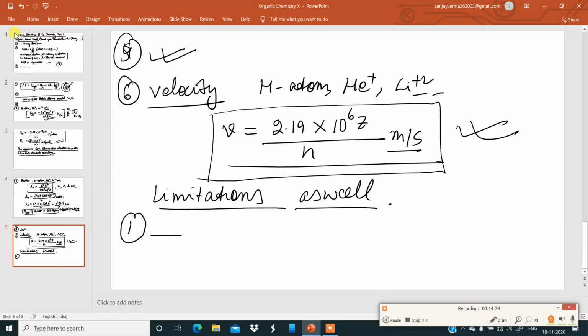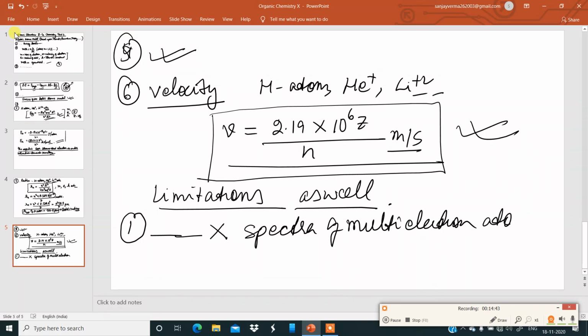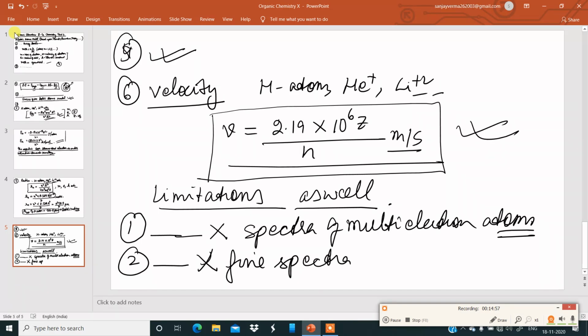Bohr's atomic model does not explain the spectra of multi-electron atoms. That is the first limitation. Also, it does not explain the fine spectra, even of hydrogen atoms. That is the second limitation.